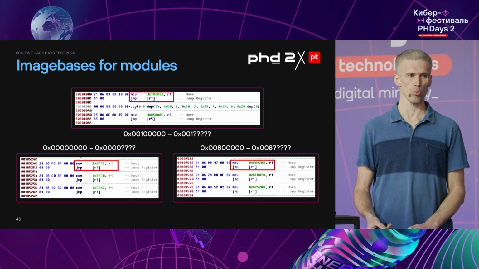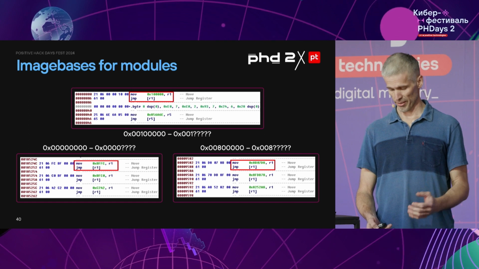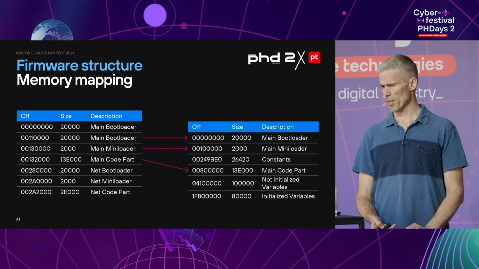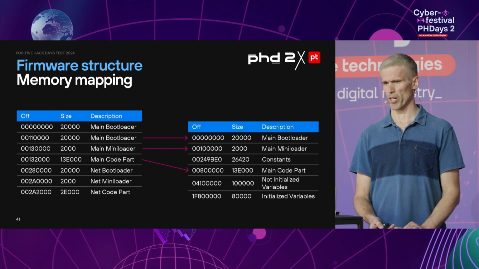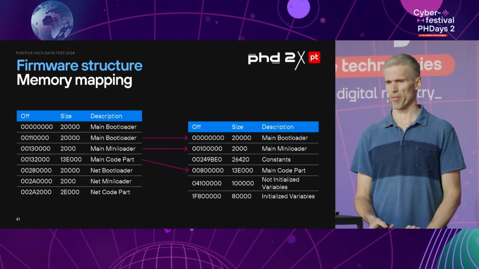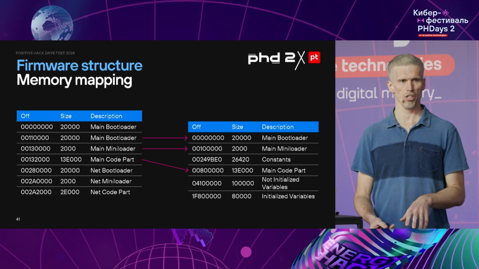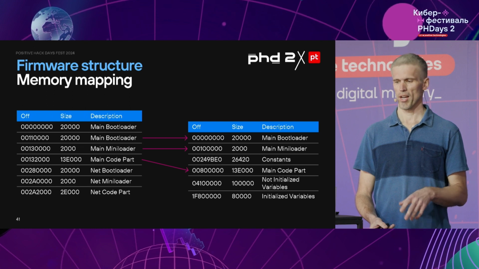And in white you see here the addresses, the alleged addresses for where they are located. I also found this structure of the firmware. You can see it on the left. There is the main part there and the network part.